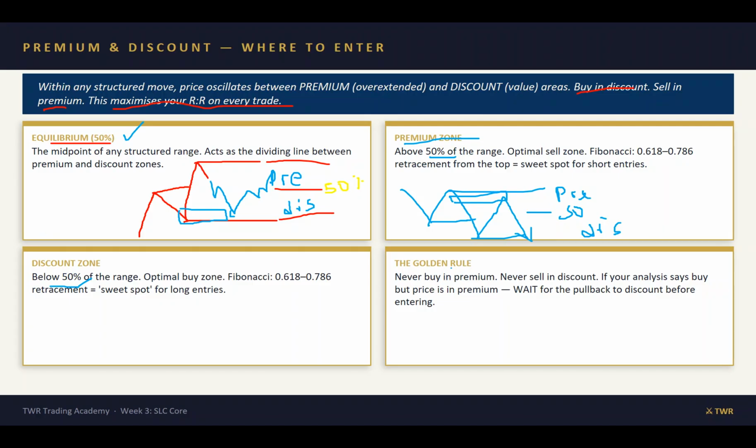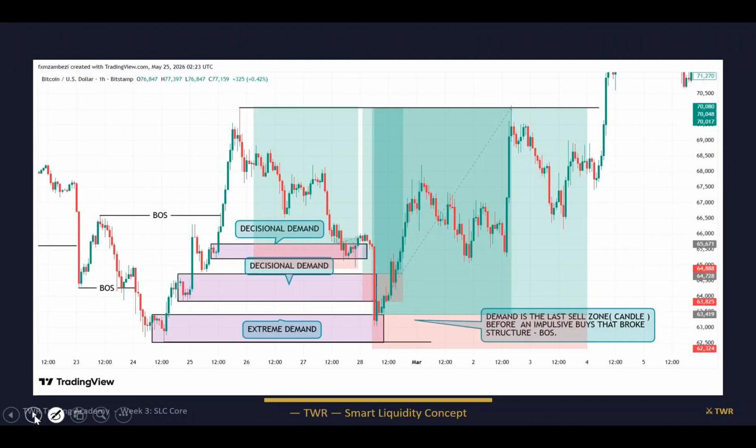So the golden rule: never buy in premium, and never sell in discount. If your analysis says buy but price is in premium, wait. Wait for a pullback to discount before entering. Let me show you an example.